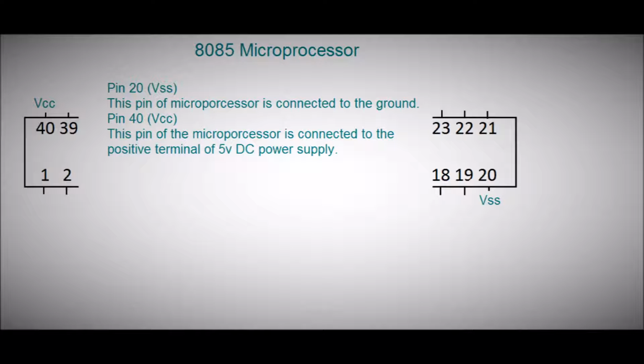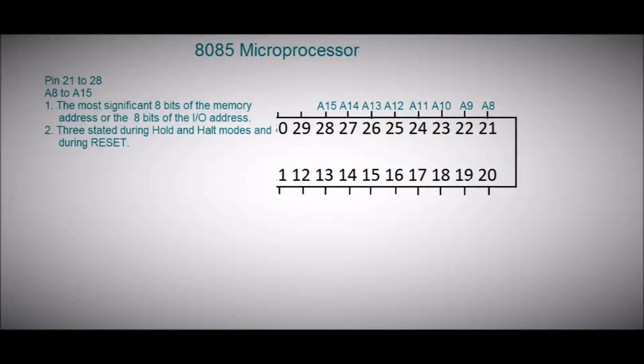Pin 40, VCC. This pin of the microprocessor is connected to the positive terminal of 5V DC power supply. Pin 21 to 28. A8 to A15. 1. The most significant 8 bits of the memory address or the 8 bits of the I/O address. 2. 3 stated during hold and halt modes and during reset.